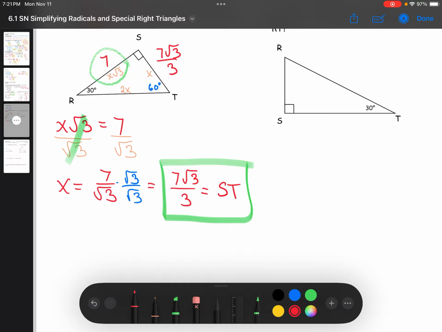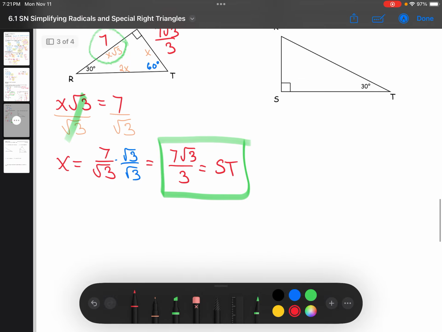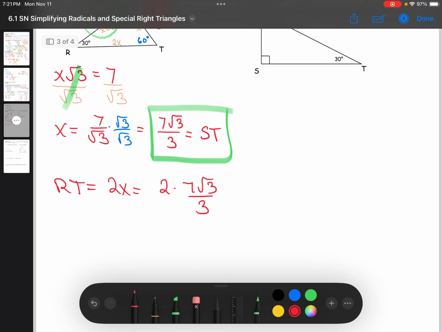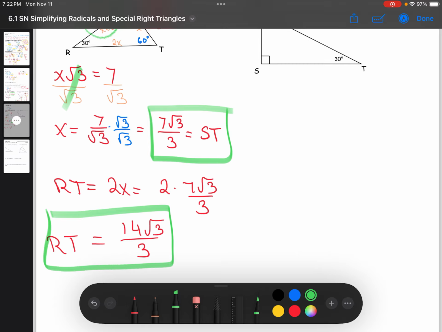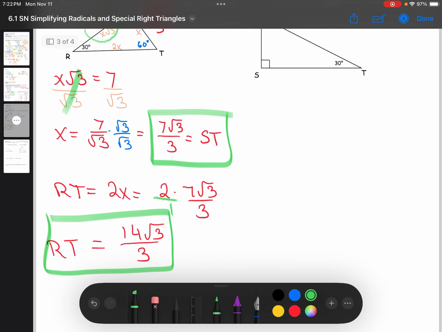That's the X. Then RT equals 2X, which is 2 times 7 root 3 over 3. Multiply straight across. RT is 14 square root 3 over 3. Remember, this would be 2 over 1, so multiplying straight across.